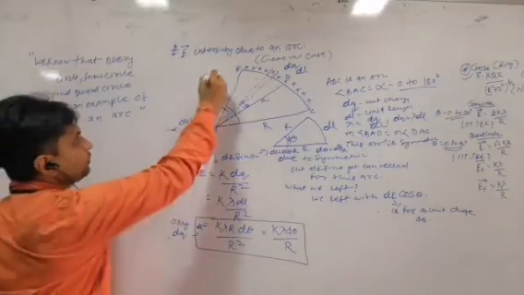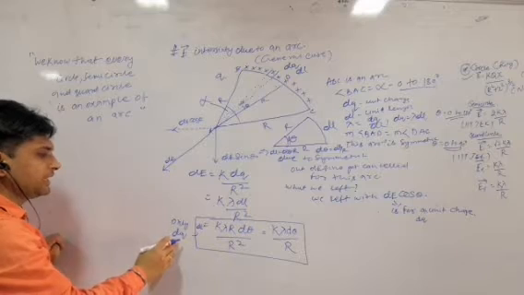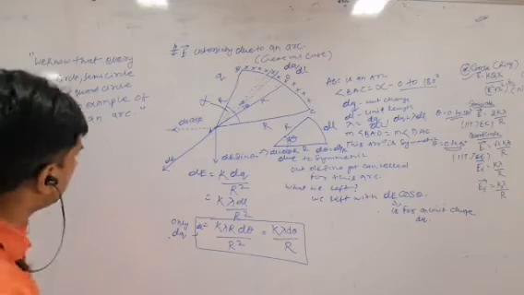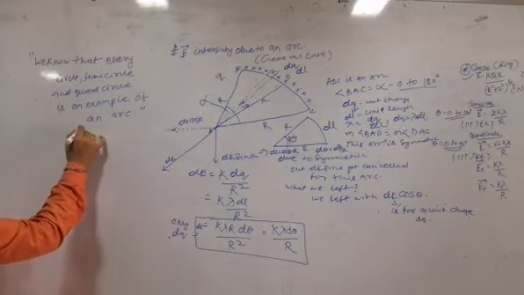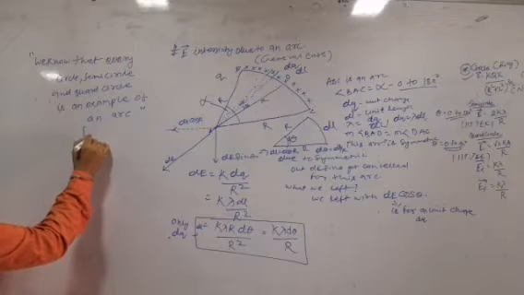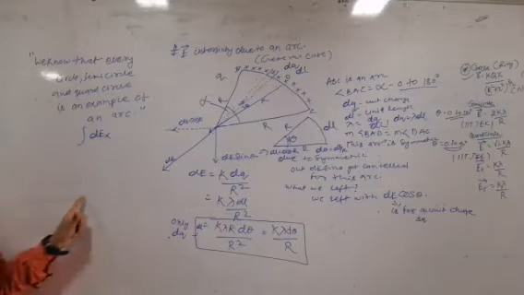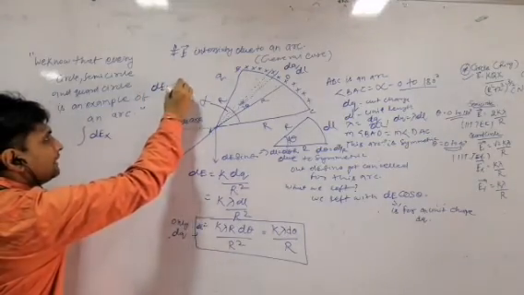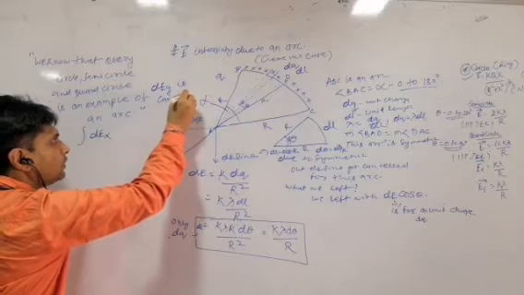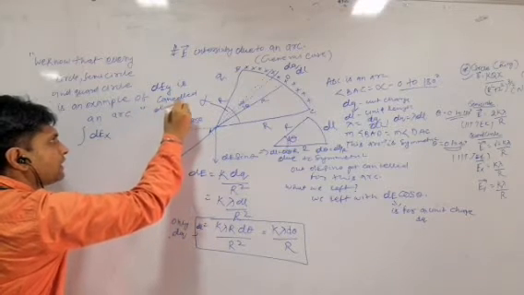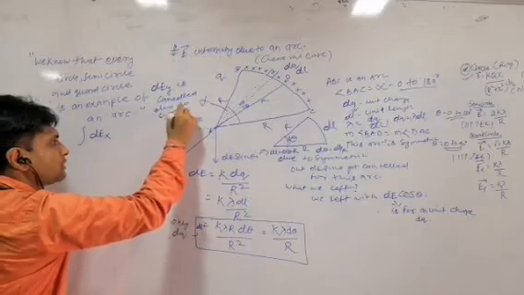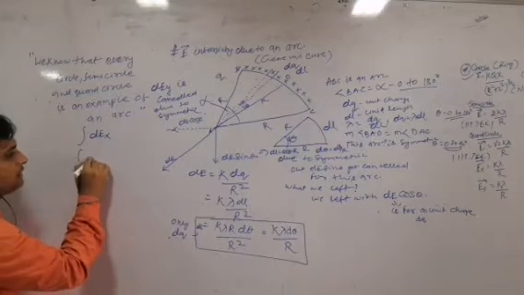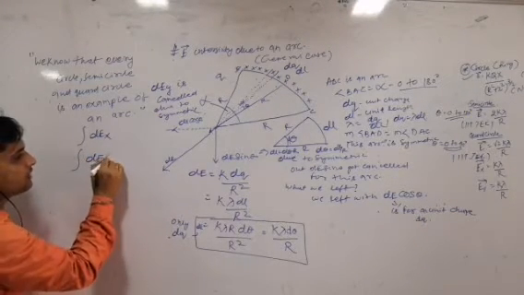For total charge q, we have to integrate this one. We have to calculate the total intensity. So what will you do? We will integrate. Whom? dEx only, because dEy is absent here. dEy is cancelled due to symmetry in nature. So we are having dEx only. What is dEx? dE cos theta.